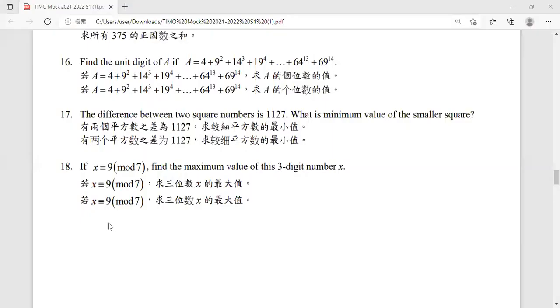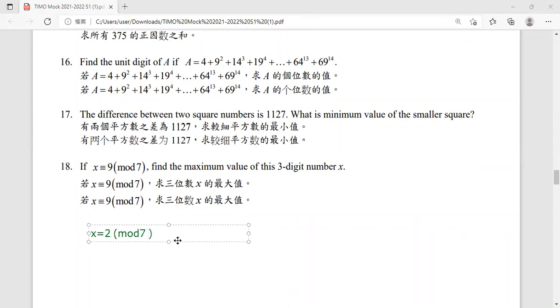Oh, sorry. Wait. I'll show you again. So I can do something like this. It's actually equal to 2 mod 7.